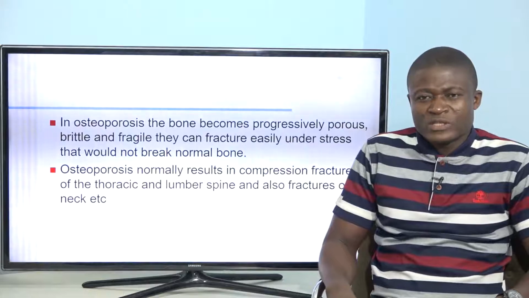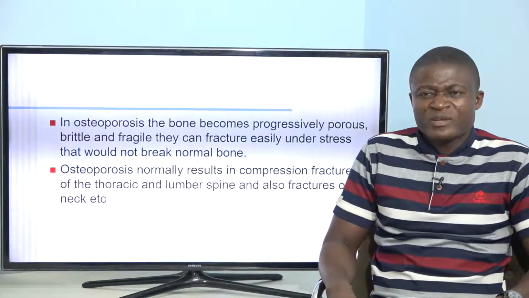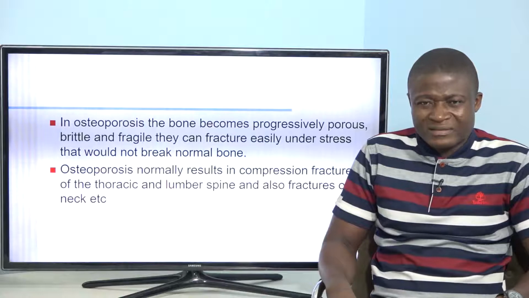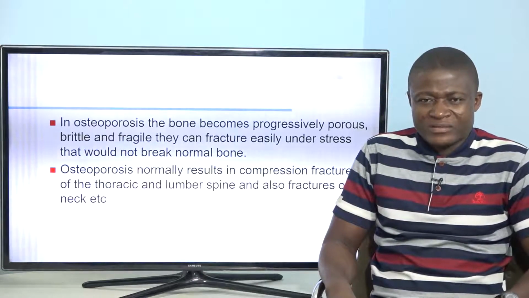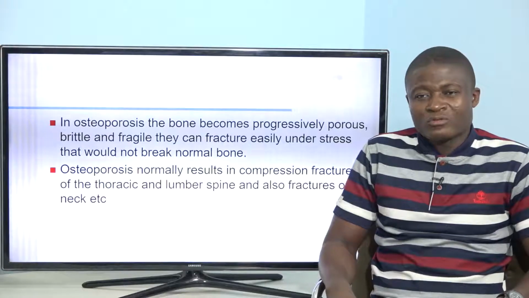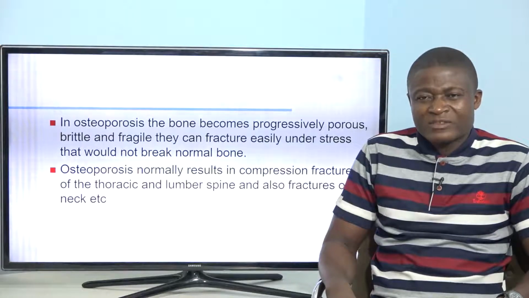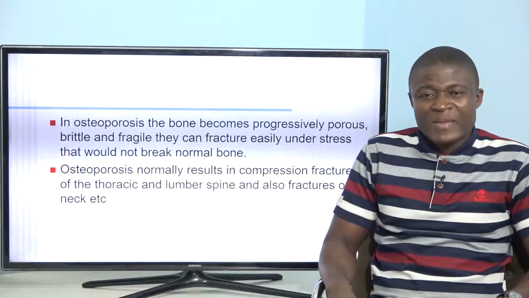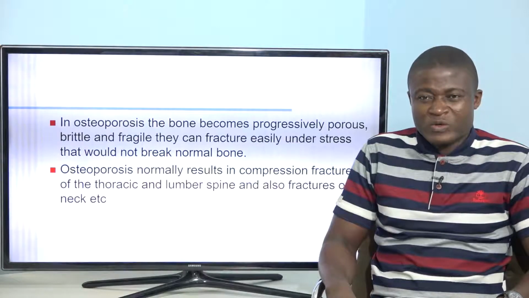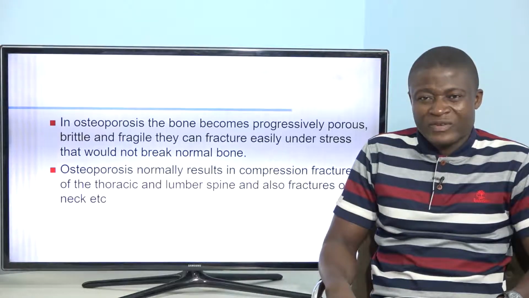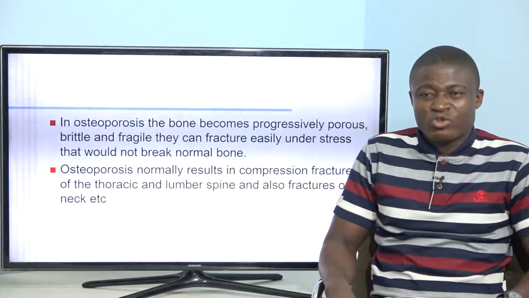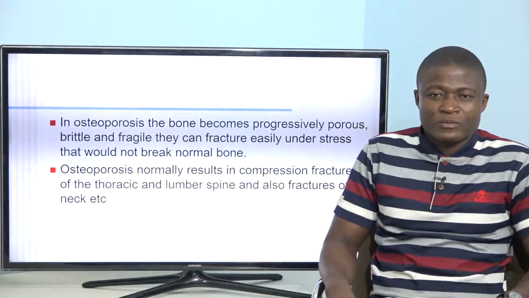In osteoporosis, the bone becomes progressively porous, brittle, and fragile. They can fracture easily under stress that will not break normal bone. So if a normal bone that has not been subjected to osteoporosis is faced with some amount of pressure, it can withstand. But an osteoporotic bone, because of its porous nature, because of its brittleness and fragility, can easily be broken with little pressure exerted on it.